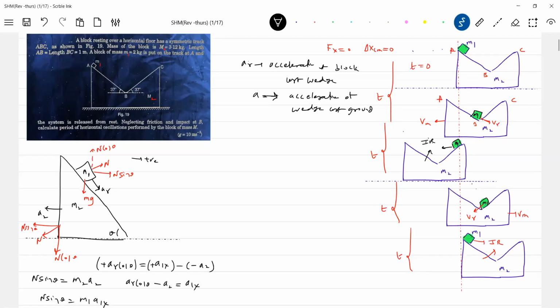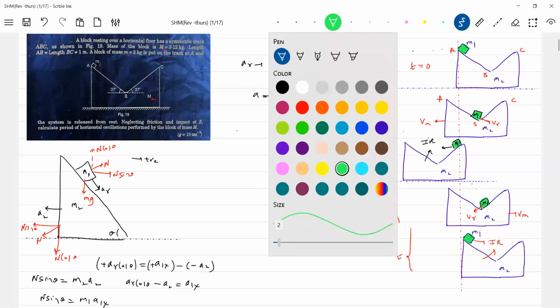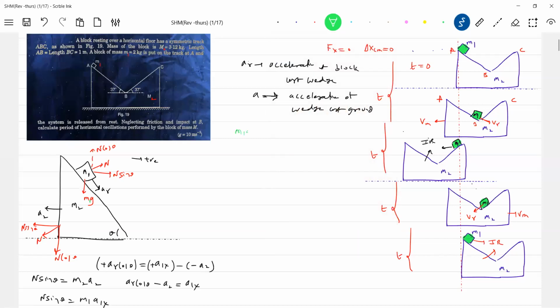Okay, let me go for along the y-axis. I'll start with this one, M1g. Now look at this one. M1g minus N cos theta equal to M1 A1y. What is A1y? It will be AR sine theta. Theta also we know.